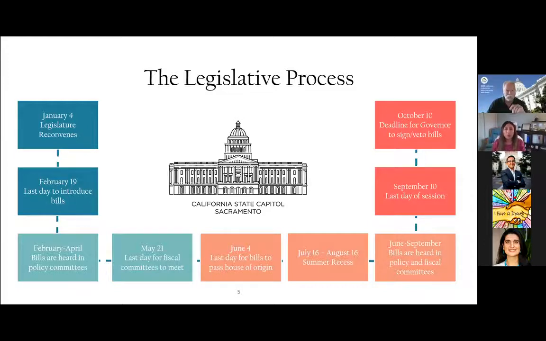What is the strategy to find the best champion for your bill? Is it always best to go with your local representative? Can you also talk about negotiating amendments to your bills? So what's the best strategy for finding a champion?